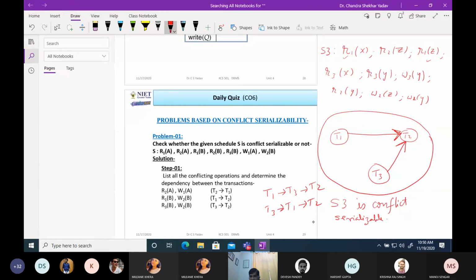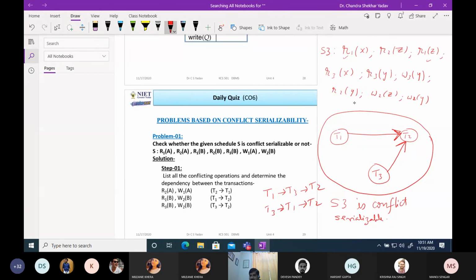Did you get it? Yes, sir. There is dependency between T1 and T2, and T3 and T2. There is no dependency between T1 and T3. In any order we can execute. Either execute T1 first or execute T3 first. Then there are two serial schedules. Okay.